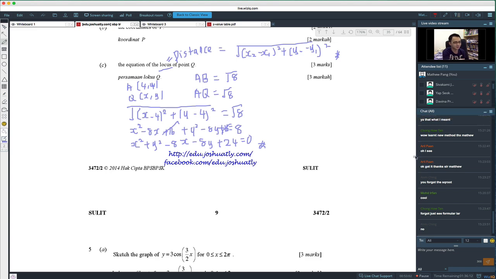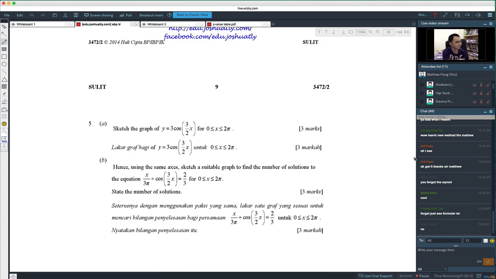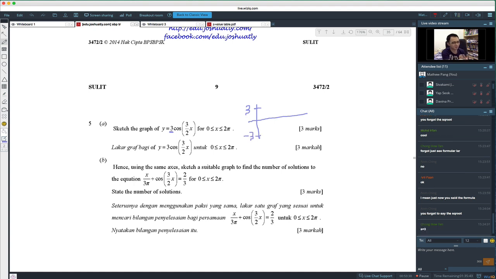This question asks me to sketch this function. I will try to sketch as nicely as possible, because using the stylus it is very hard for me to draw. But before I sketch, I will try to understand this first. The amplitude will be 3. That means my maximum will be 3 and my minimum will be negative 3, because a is equal to 3. And my period is 3 over 2, that means 1.5.